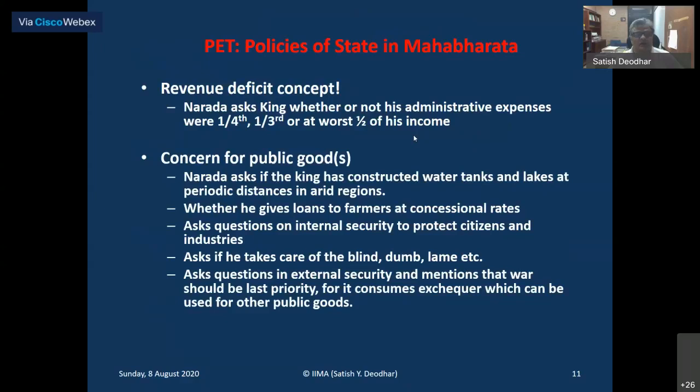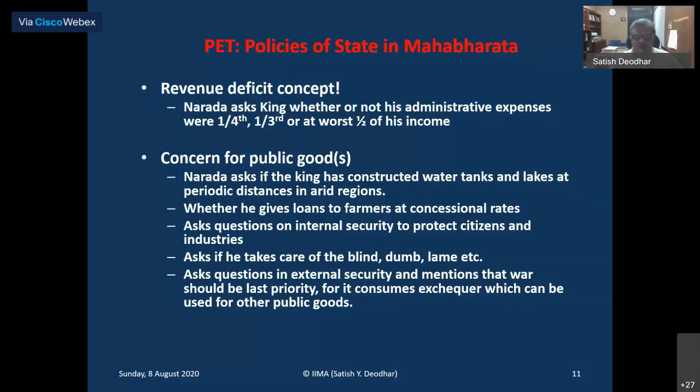Right? And then Narada asks if the king has constructed water tanks and lakes at periodic distances in arid regions. This is an example of public goods. He asks whether loans are given to farmers at concessional rates. It almost sounds like chief ministers of different states talking about this. He asks questions on internal security to protect citizens and industries. He asks if he takes care of the blind, the dumb, and the lame. Now, this is a public good. Those who are not managing themselves, government should come in, welfare state, right?